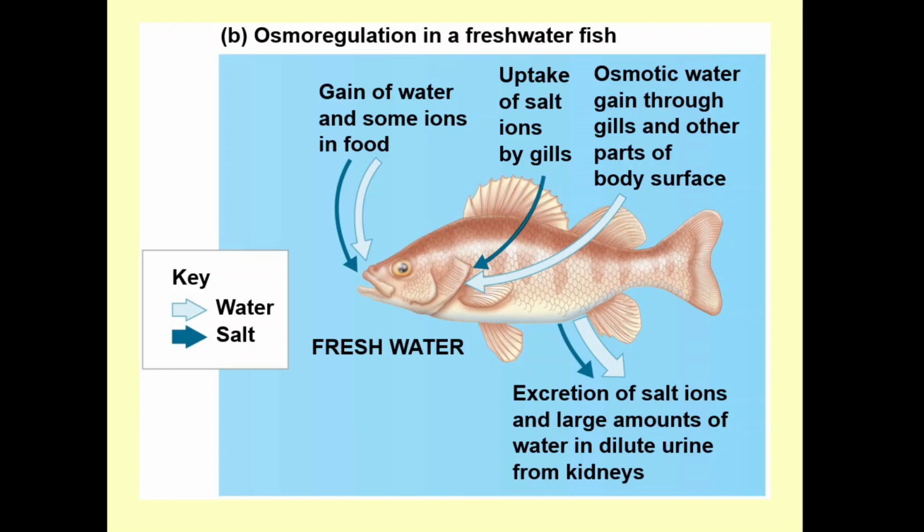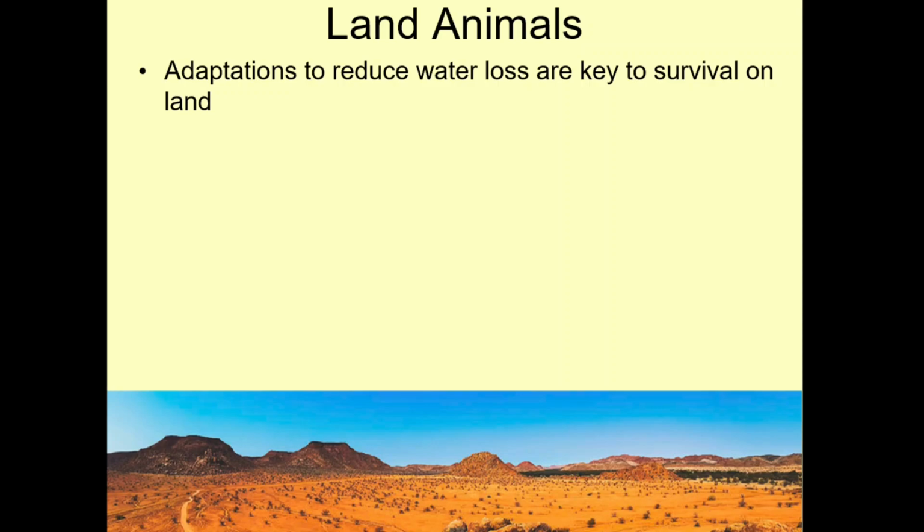pretty impressive. When we start looking at land animals, we need to realize that it's very, very easy to lose water when you're a land animal or a terrestrial animal. And that is because water will very easily evaporate, particularly in hot and dry or arid environments. So you can lose an awful lot of water through evaporation. We're also producing urine, for instance, to get rid of our waste products. So it's very easy to lose water as a land animal. So we have to have adaptations to reduce that water loss.